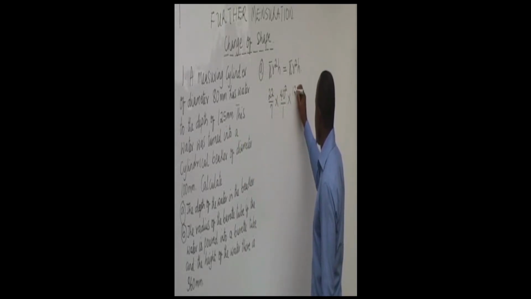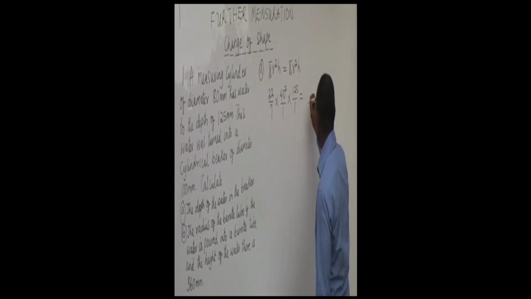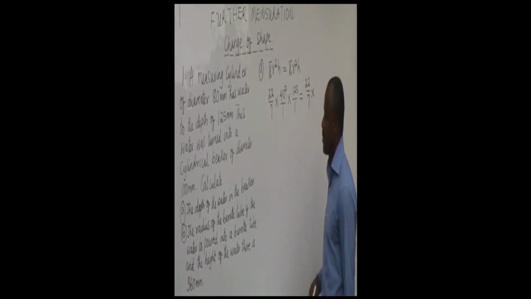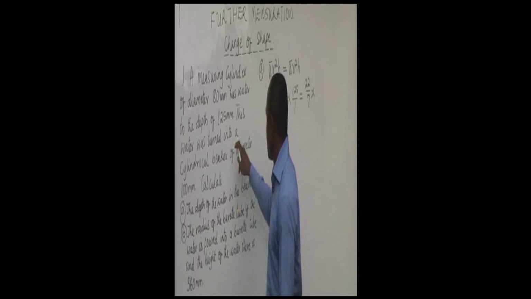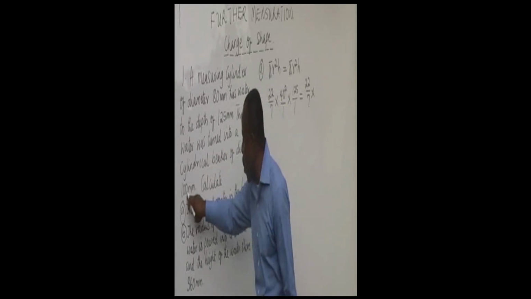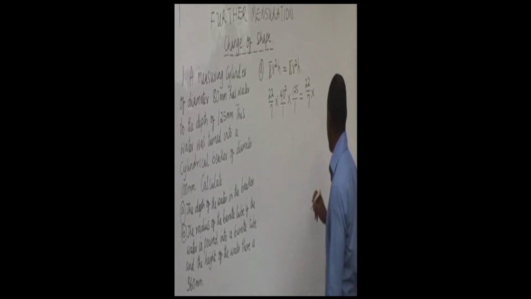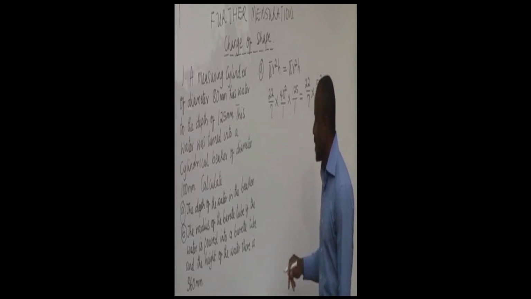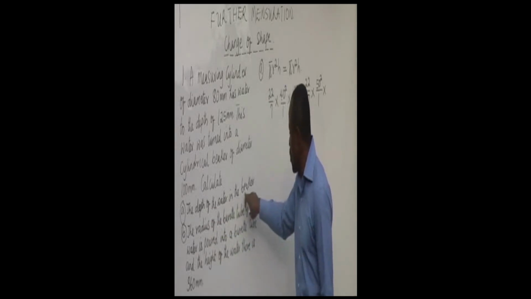So we have 125. It's going to be equal to the same 22/7 times the radius. Remember they told you that this water was turned into another cylindrical beaker of diameter 100 millimeters. That means the radius is 50. So we're going to have 50 squared times the height, the depth of the water in the new beaker.